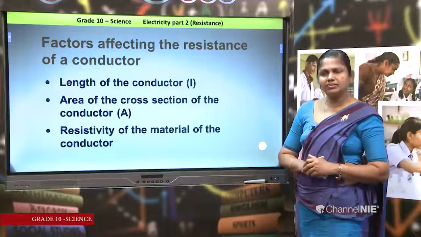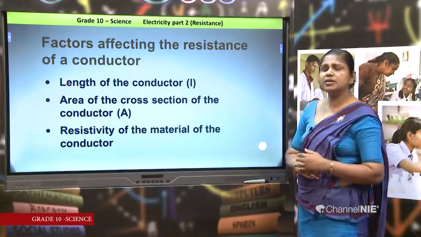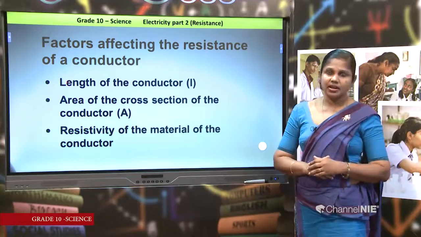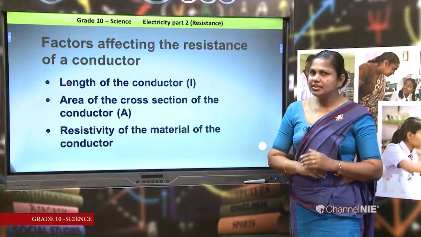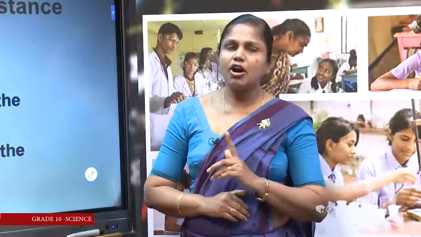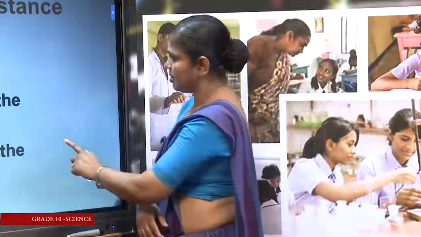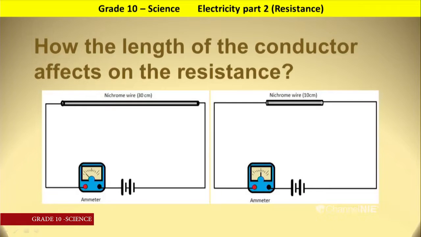Children, now we'll learn how each factor affects the resistance of a conductor. Look at these simple circuits on the screen, children. First, see these two circuits. Here, in one circuit, a long nichrome wire is connected and in the other circuit, a short nichrome wire is connected. What can you observe in the ammeters, children? What can we say about the ammeter readings?